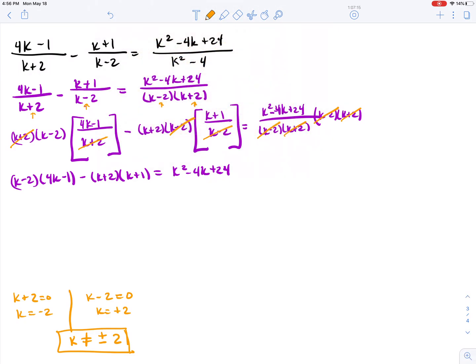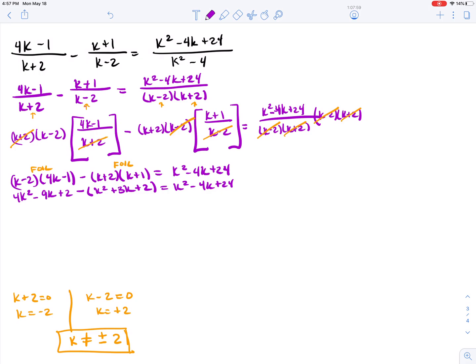Now, I have to FOIL the first and FOIL the second, because I'm going to have to isolate k. So I have 4k squared minus 9k plus 2, minus. The next part I'm going to keep in parentheses before I distribute the negative 1. I have k squared plus 3k plus 2 equals k squared minus 4k plus 24.